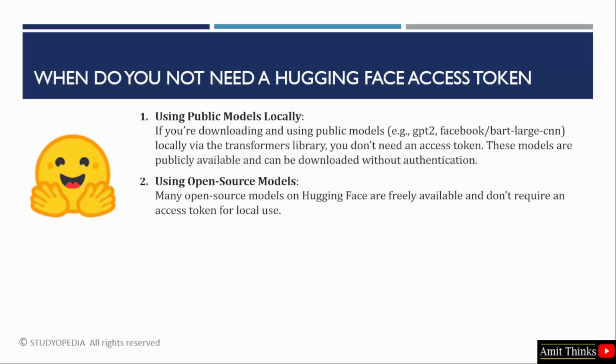Obviously, if you are accessing public models which are publicly available to download and use, you don't need an access token. Just like GPT-2. Also, if you are using the models via the transformers library of Hugging Face, you don't need an access token. These are publicly available and can be easily downloaded without any authentication, without any API key. Also, a lot of open source models are available. To access these models, you don't need an API key, you don't need an access token, because they are freely available. So in the upcoming lessons, we'll be working on these public and open source models only, so that there is no need to create a Hugging Face access token.